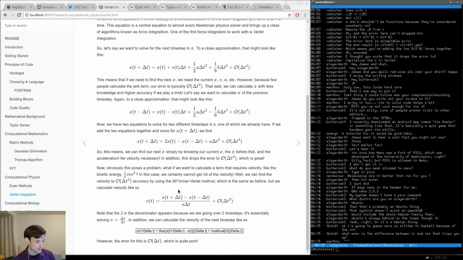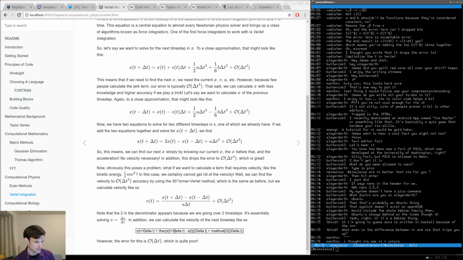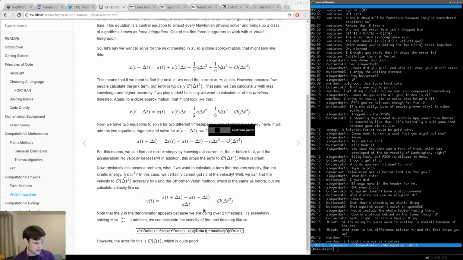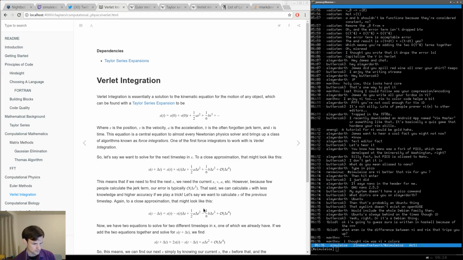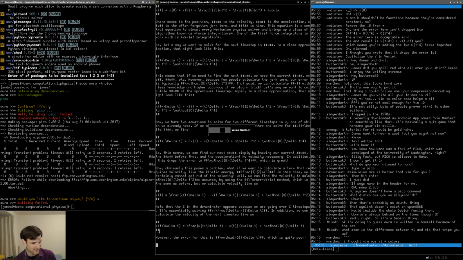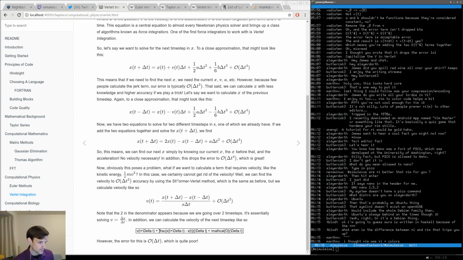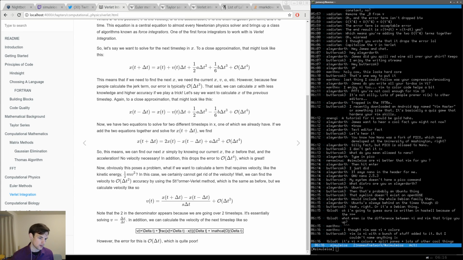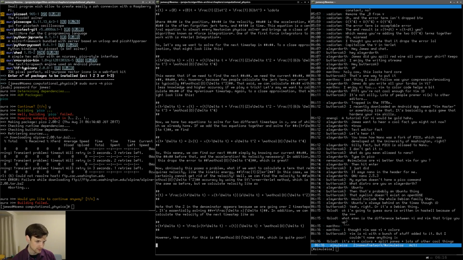Okay, so... well, that's interesting. What happened down there? V of t plus delta t. Wait, why is this just in a box? Okay. Note the 2 in the denominator. Oh, I wrote S instead of 2. Gosh darn it. I'm just not doing well, am I? Let's change this to a 2.